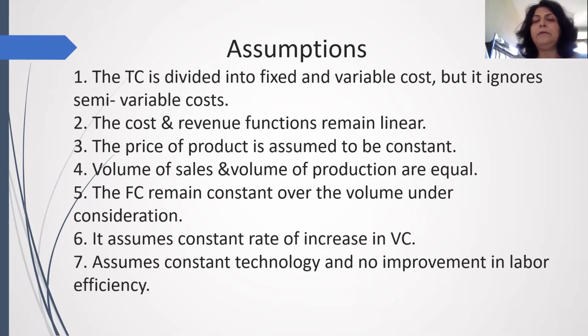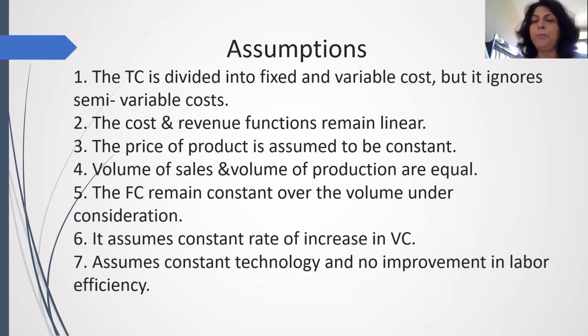That is, the TR is a function of, maybe we can write it like this, A plus B Q. Or similarly, the cost function can also be given that shape of linearity. Then the price of the product is assumed to be constant. During the duration of production, there is no change in the price of output, it is assumed constant. Our volume of sales and volume of production are equal. Whatever is produced is sold as well.